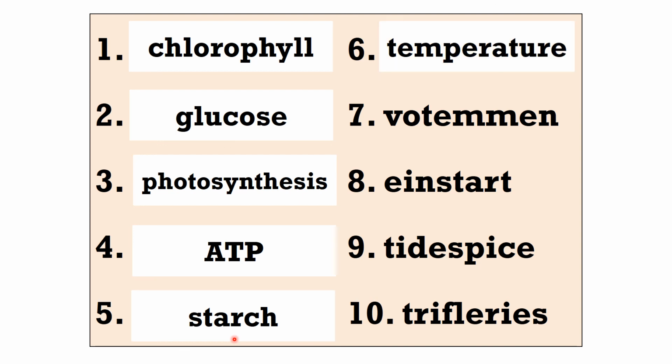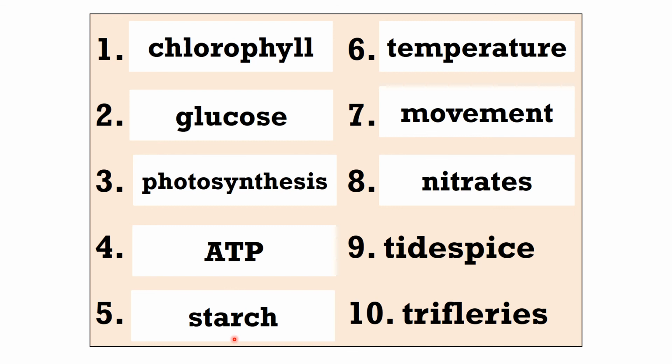Temperature. You could say temperature is one of the limiting factors of photosynthesis. Photosynthesis is dependent upon temperature because enzymes are involved in the process and they have an optimum temperature. Movement is movement. So you can say that movement is one of the ways in which energy is lost between levels in a food chain or a food web.